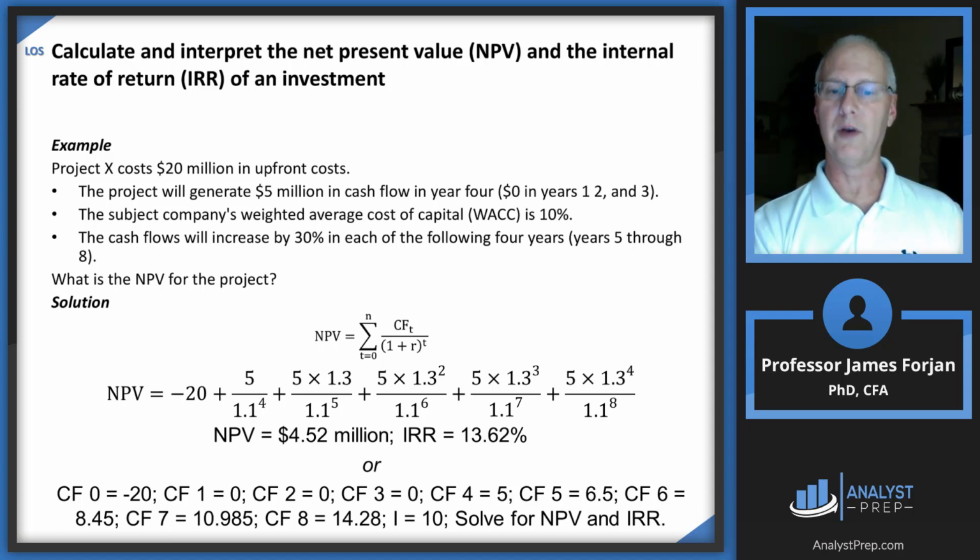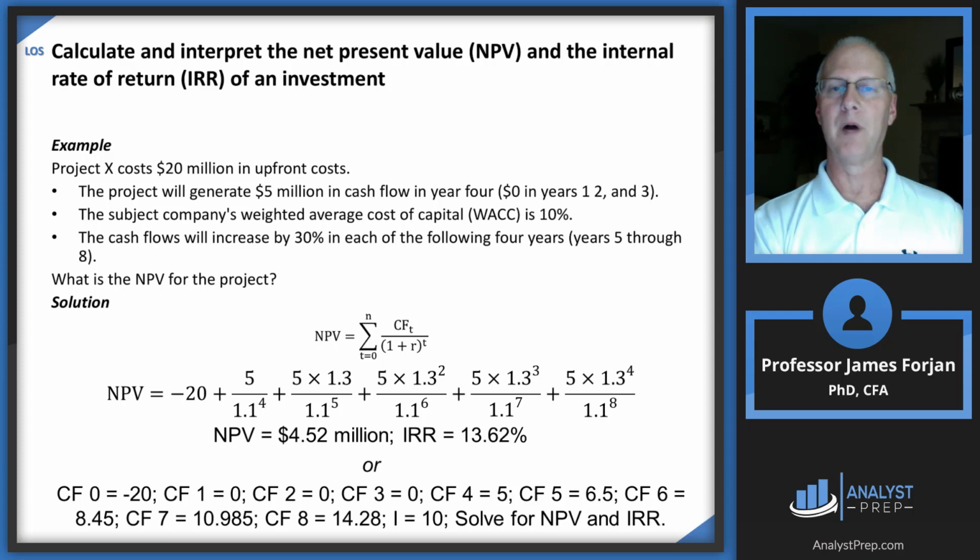And so all you have to do is enter those cash flows. So notice what I did. Cash flow 0 is a minus 20. We know that. Cash flows 1, 2, and 3 are 0. We know that. And then cash flow 4 is 5. Cash flow 5 is then 30% greater than that, which is 6.5. Cash flow 6 is then 30% greater than that, 8.45, and so on.